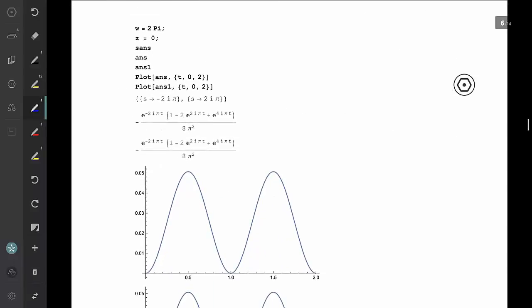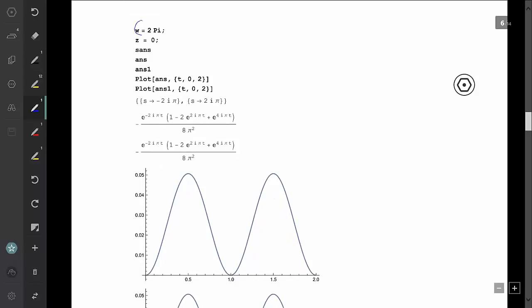Okay. So again, I'm going to choose some values. The first thing I'm going to do is choose the frequency to be 2 pi radians. I'm going to choose no damping. Let's take a look at what the solution looks like. The solution is exactly what it was before if you look back.